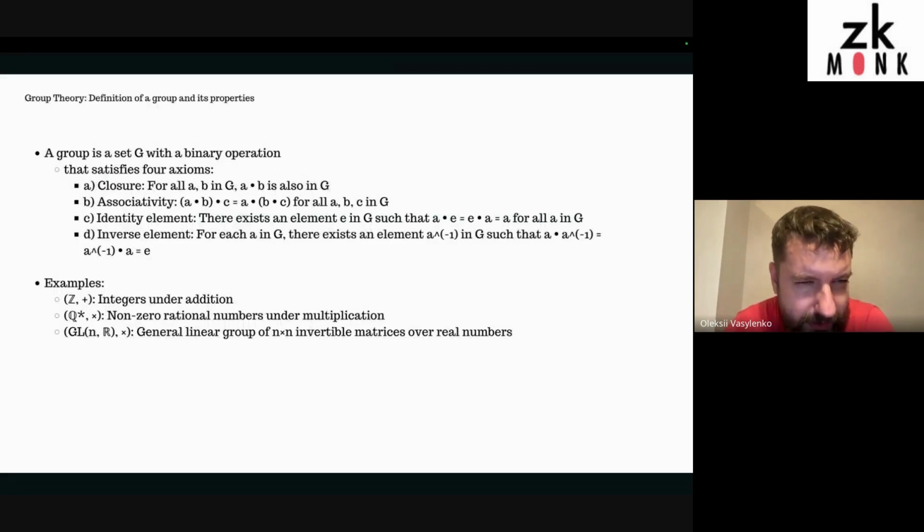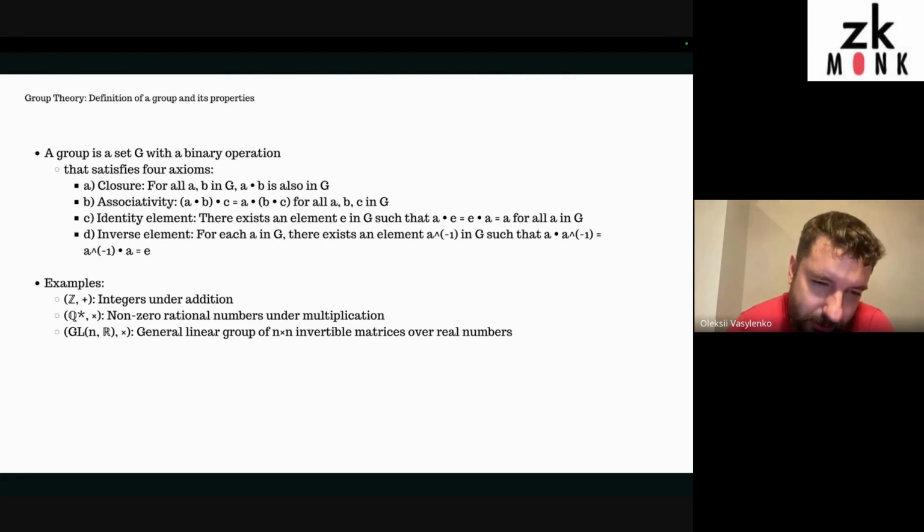Group theory. A group is a set of items with a binary operation that satisfies 4 axioms. These are pretty straightforward axioms in math. If A and B are in the group, then the multiplication of A and B is also in the group. If we change the grouping, A multiplied by B and then C is the same as A multiplied by B and C, etc. Identity element: there exists an element E such that A·E equals A and E·A equals A, for all A in the group. Inverse element: for every element there exists at least one inverse element that gives the identity value. Usually it's 1, as we're speaking.